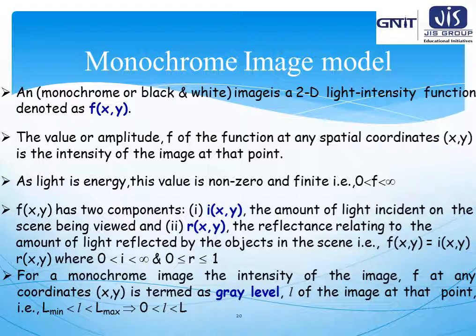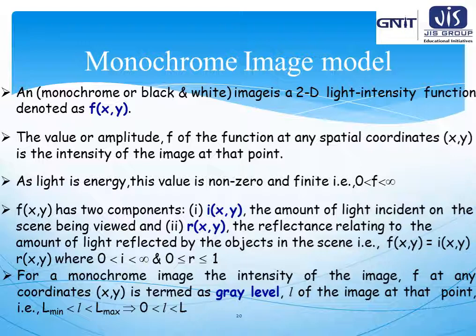by r(x,y), the reflected light, where i lies between 0 to infinite and r lies between 0 to 1. That means the amount of light which is coming from the source will rise between 0 to infinite, and the reflected light will rise between 0 to 1. That means light will come or not.